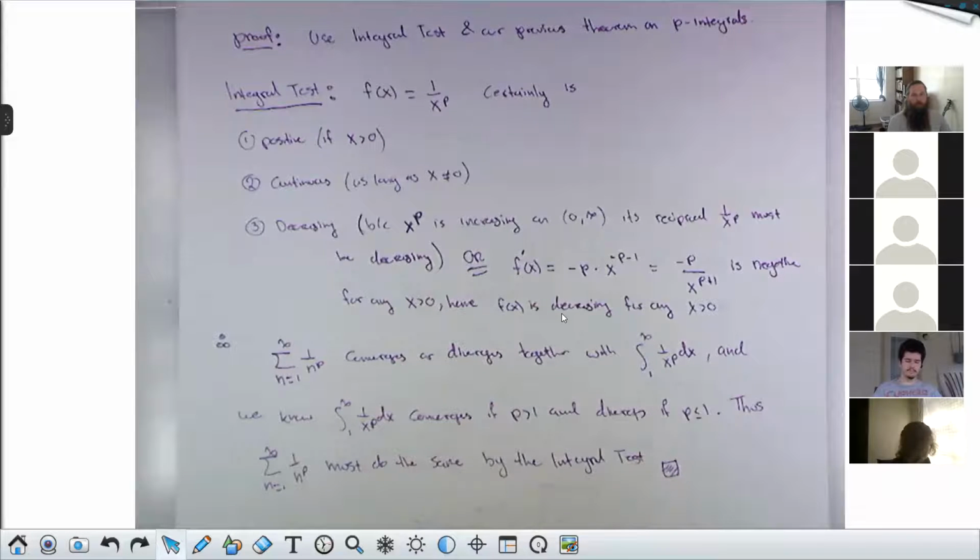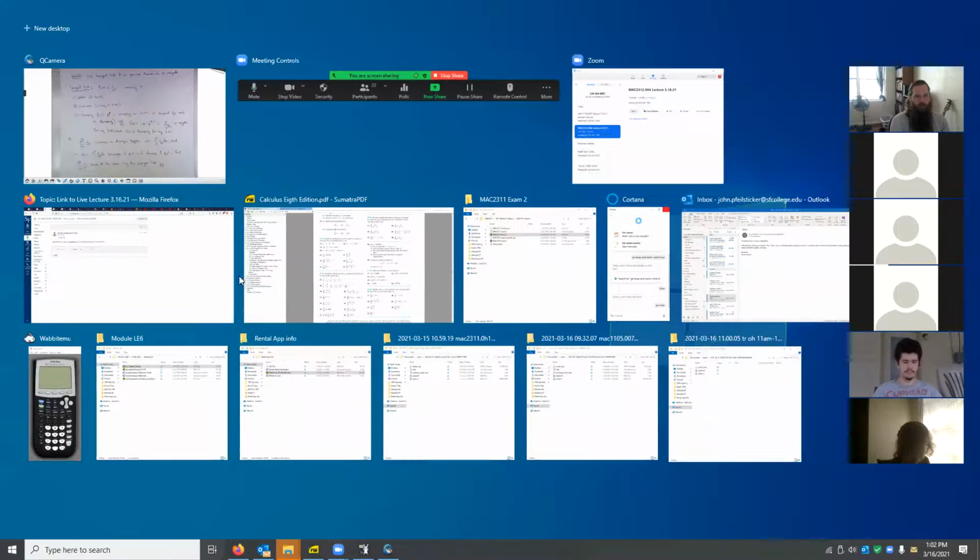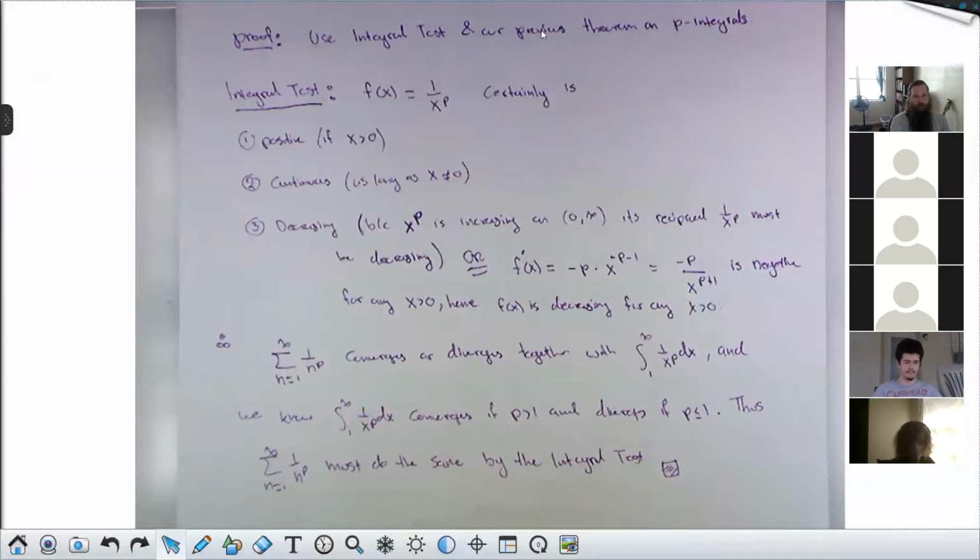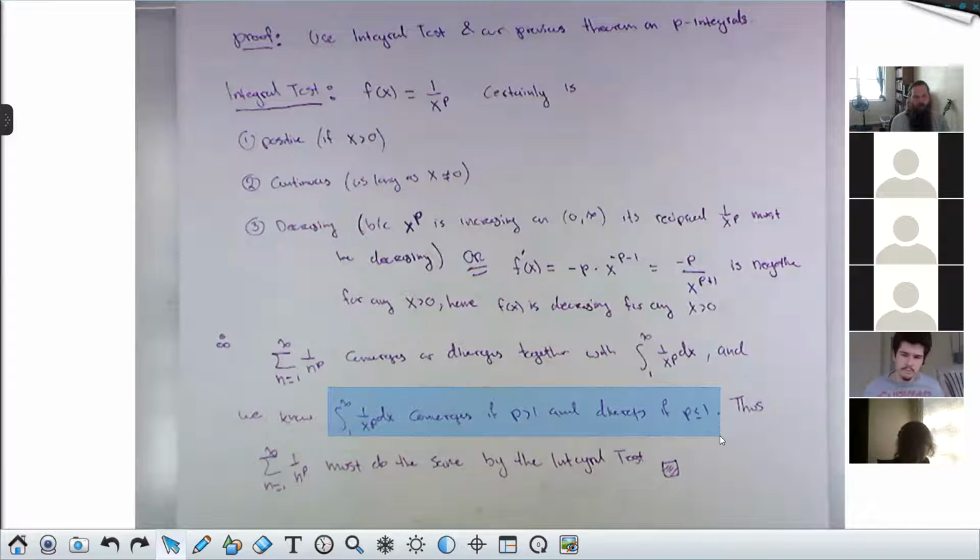So our previous theorem on p integrals, remember, was precisely this, that the integral from 1 to infinity, 1 over x to the p dx converges if p is bigger than 1 and diverges if p is less than or equal to 1. That's what we proved about p integrals back in 7.8. And what we're doing now is using the integral test to connect integrals like these to series like these.